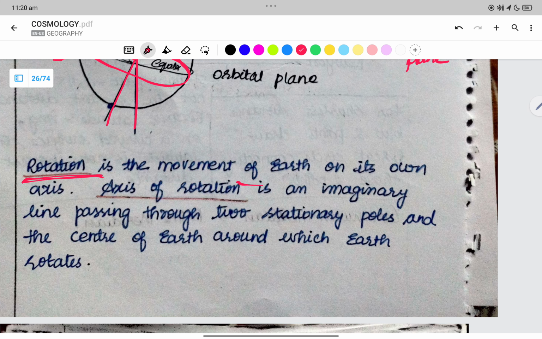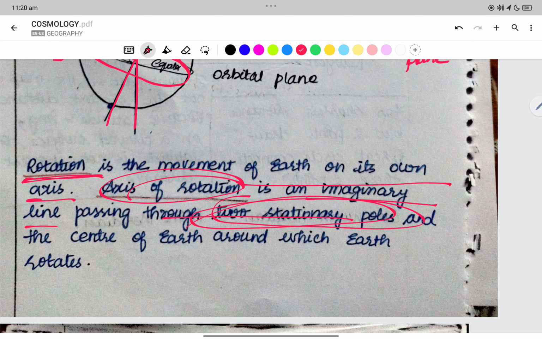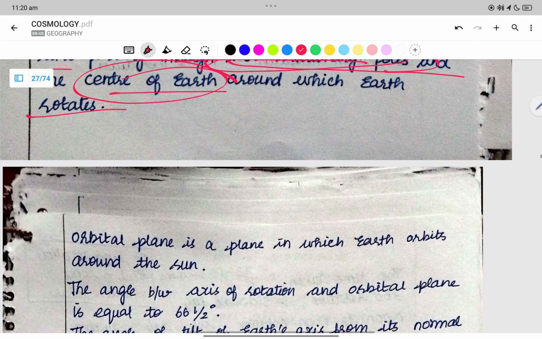Rotation is the movement of the Earth around its own axis. The axis of rotation is an imaginary line passing through two stationary poles. There are only two stationary poles, the North Pole and the South Pole, and the center of the Earth around which it rotates.